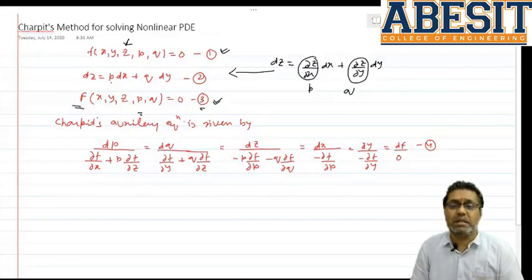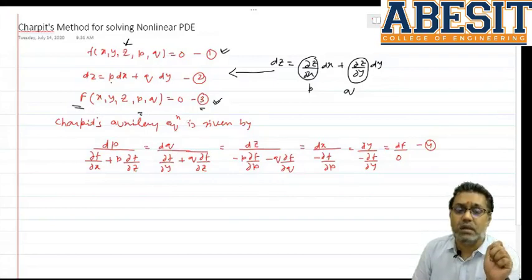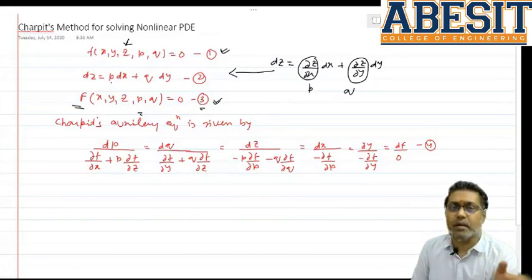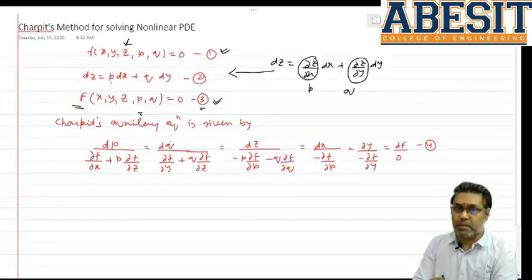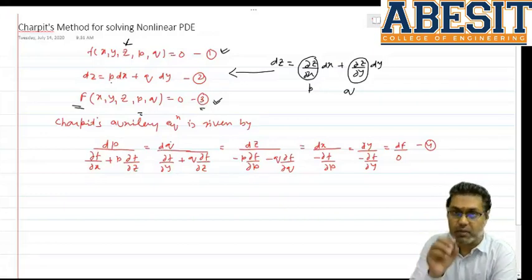Basically there is another set of equations called the Charpit auxiliary equations. I am not going into the derivation of that, but you will have to remember it. This is a little bit complicated equation, so you will have to remember it.